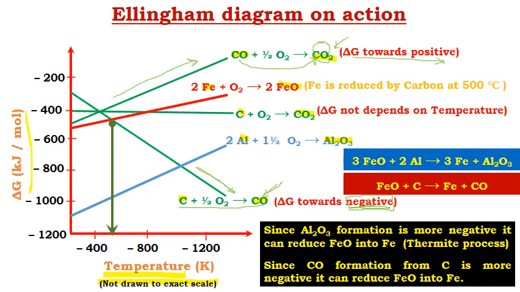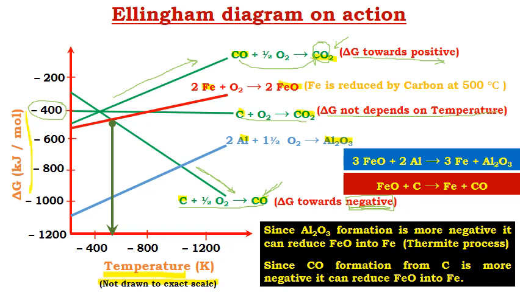Right. What about the formation of carbon dioxide? If you look at the graph, the delta G is nearly minus 400. So delta G does not depend on the temperature. Thus delta G is independent of the temperature for the carbon dioxide formation.